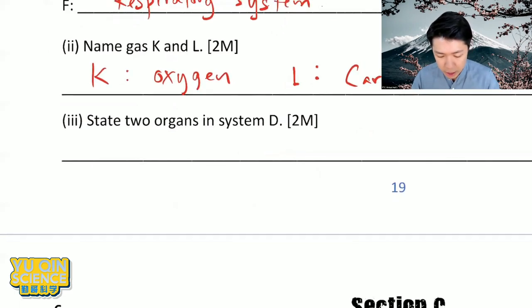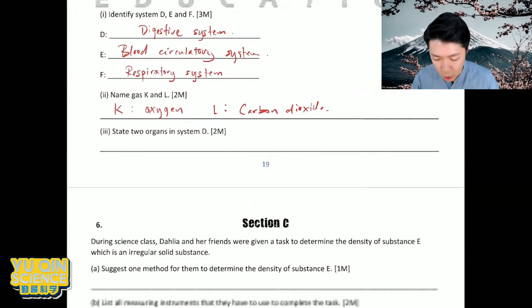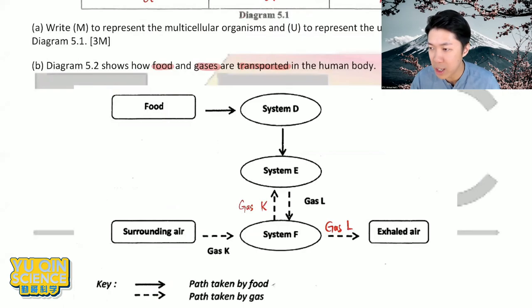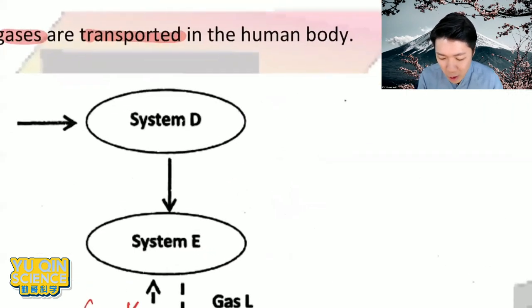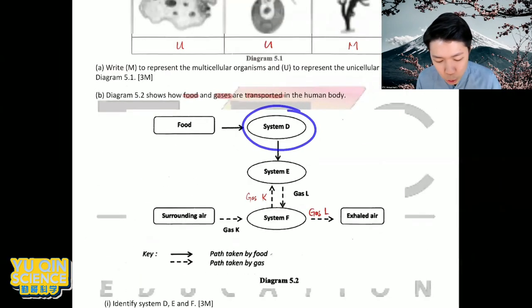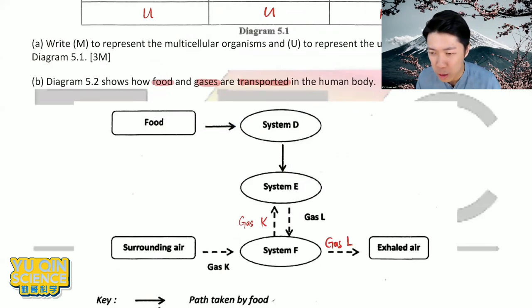Question number three, ladies and gentlemen, two organs indeed. Valerie, it is your time to shine. Because just now you gave me some examples, right? Now we're asking for organs in your digestive system. Go to your short notes. Look out for organs.